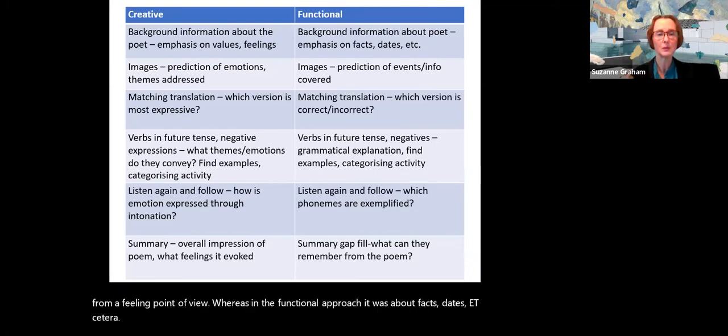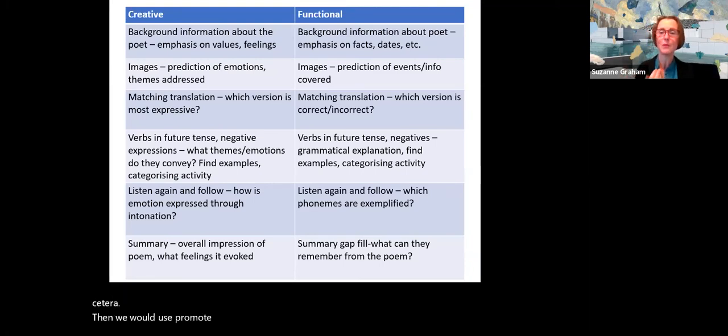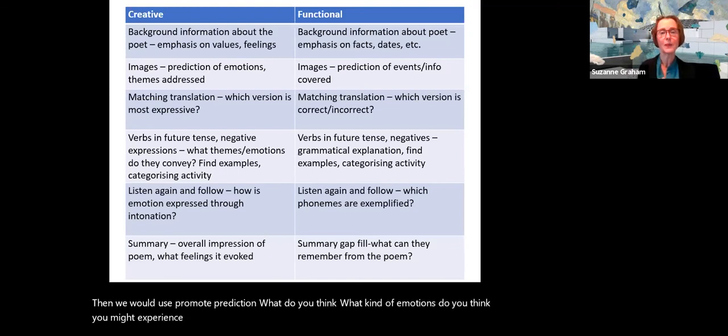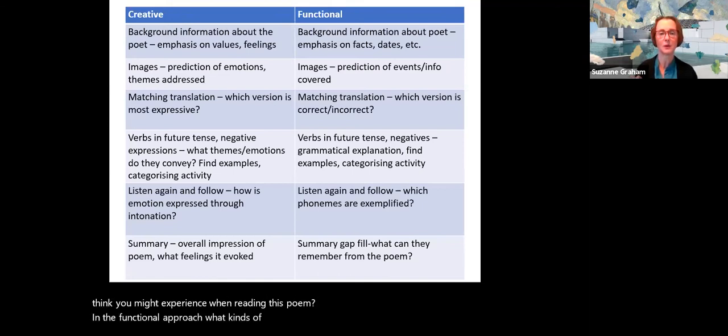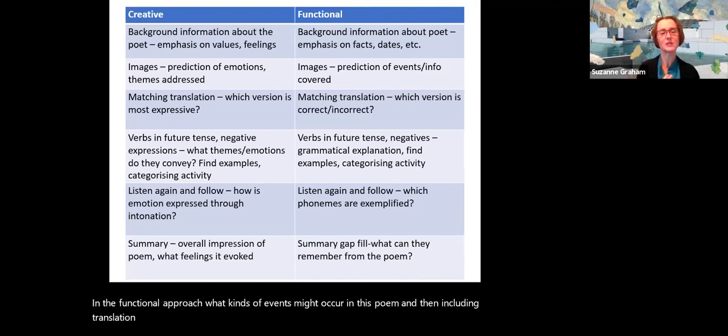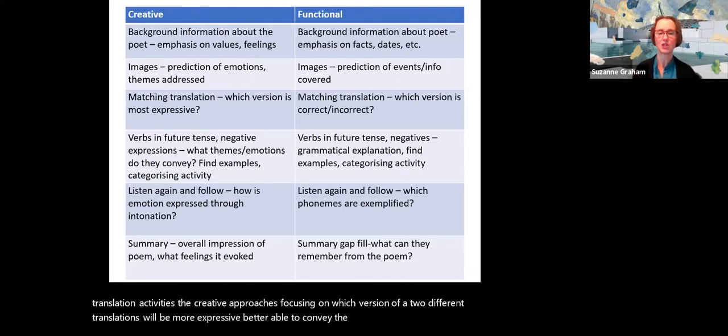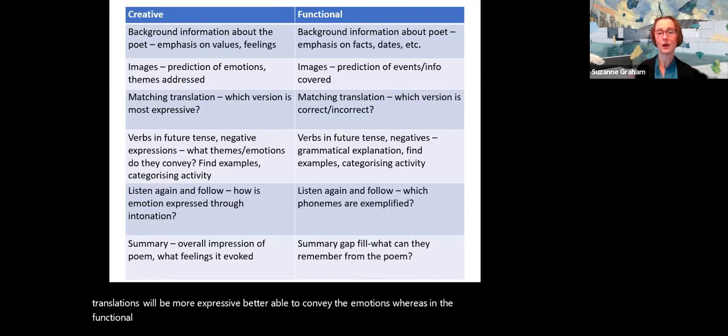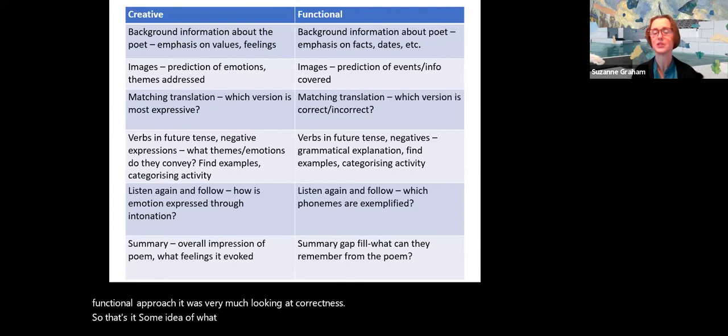Then we would use prediction. What kind of emotions do you think you might experience when reading this poem? In the functional approach, what kinds of events might occur in this poem? And then including translation activities. The creative approach is focusing on which version of two different translations would be more expressive, better able to convey the emotions. Whereas in the functional approach, it was very much looking at correctness. So that's some idea of what the different approaches were.